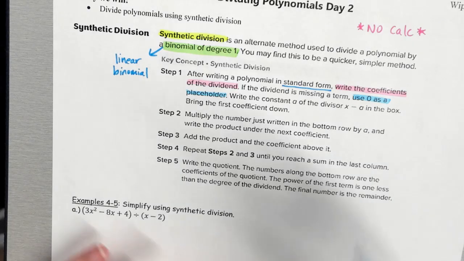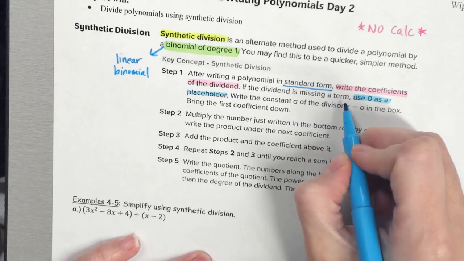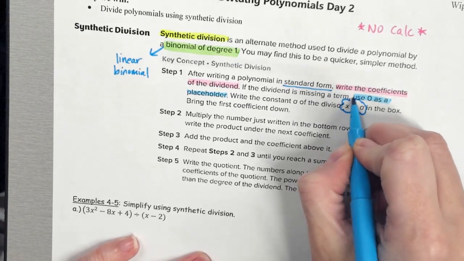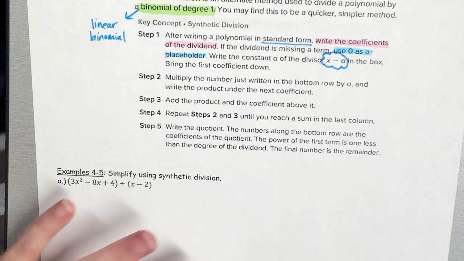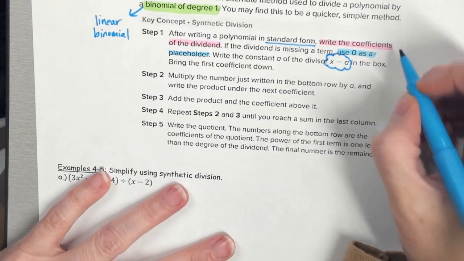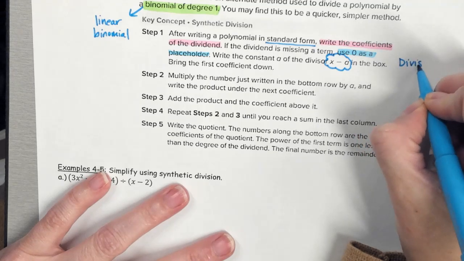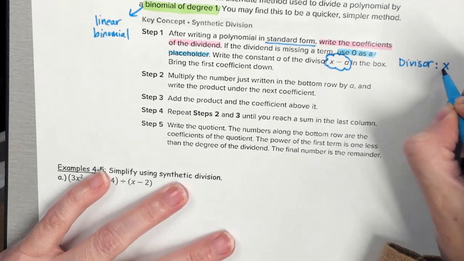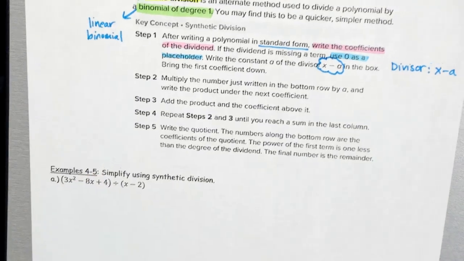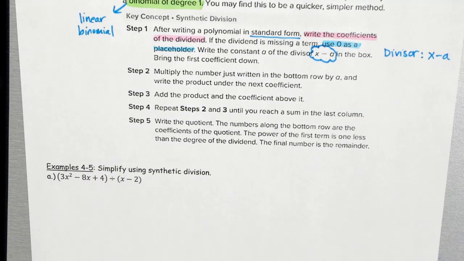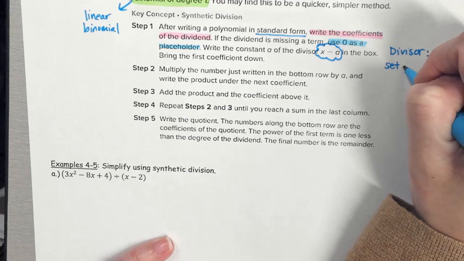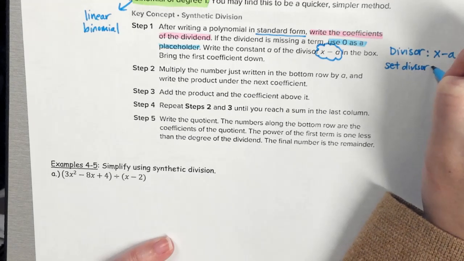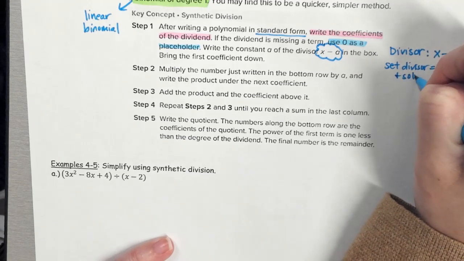And then we also are going to be writing a constant of the divisor. It says in the box. So I'm going to show you the setup and then you'll see what that looks like. Whenever you have a divisor, your form is going to be x minus a. That's the form because it's a linear binomial. So in order to find what number you're going to put in the box, you're going to set your divisor equal to 0, and you're going to solve for x.